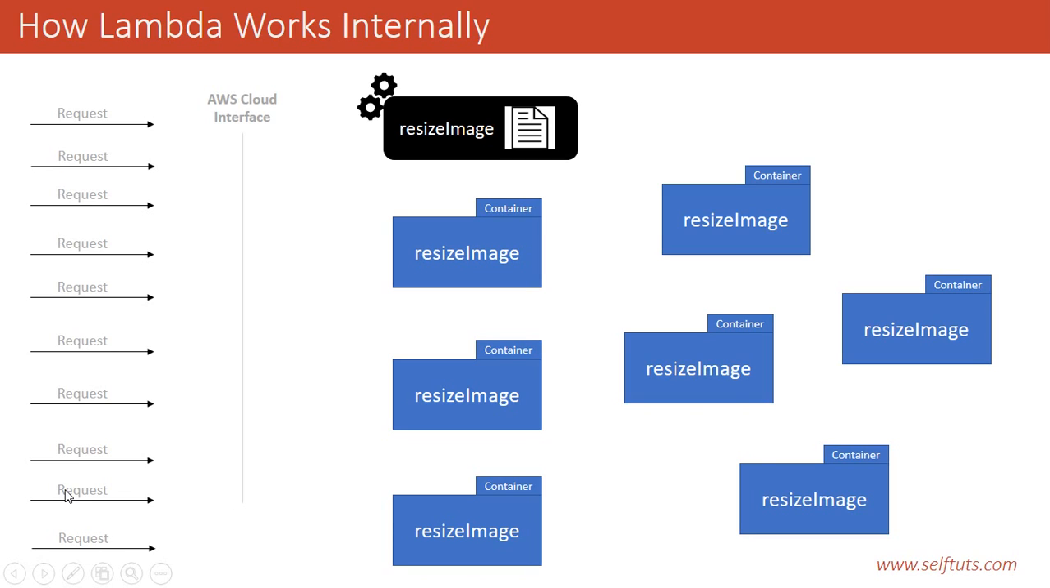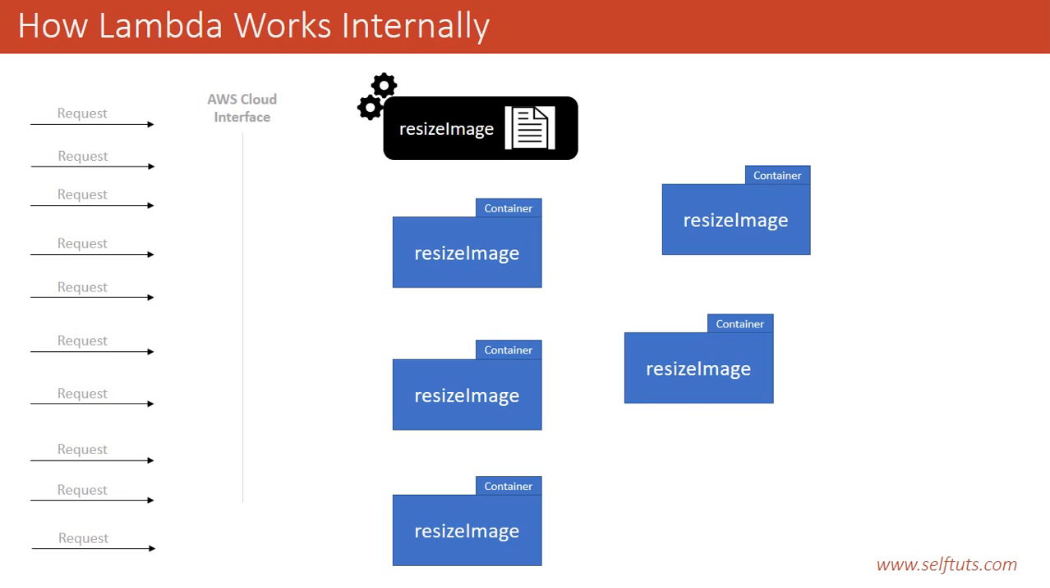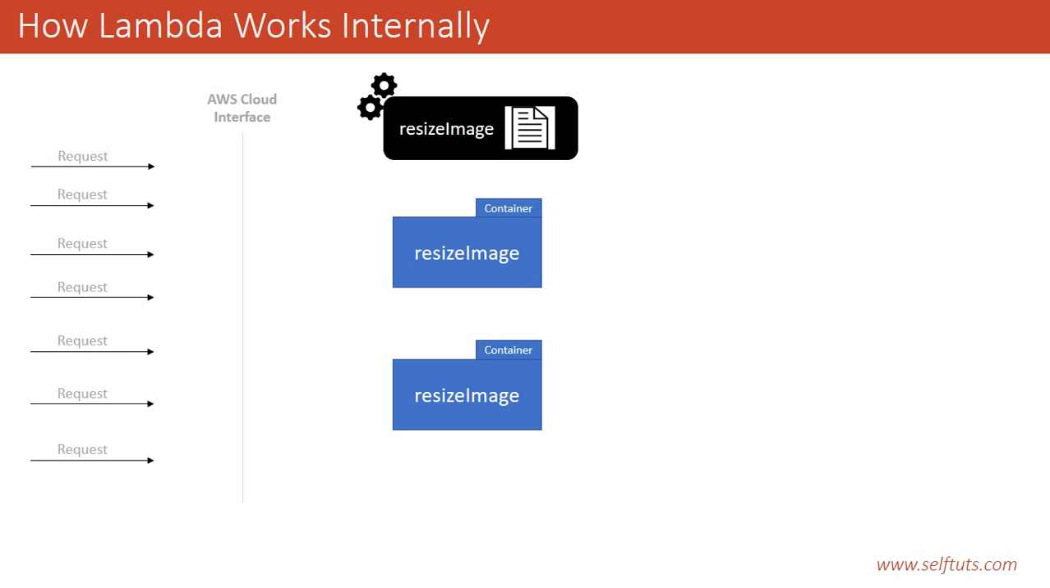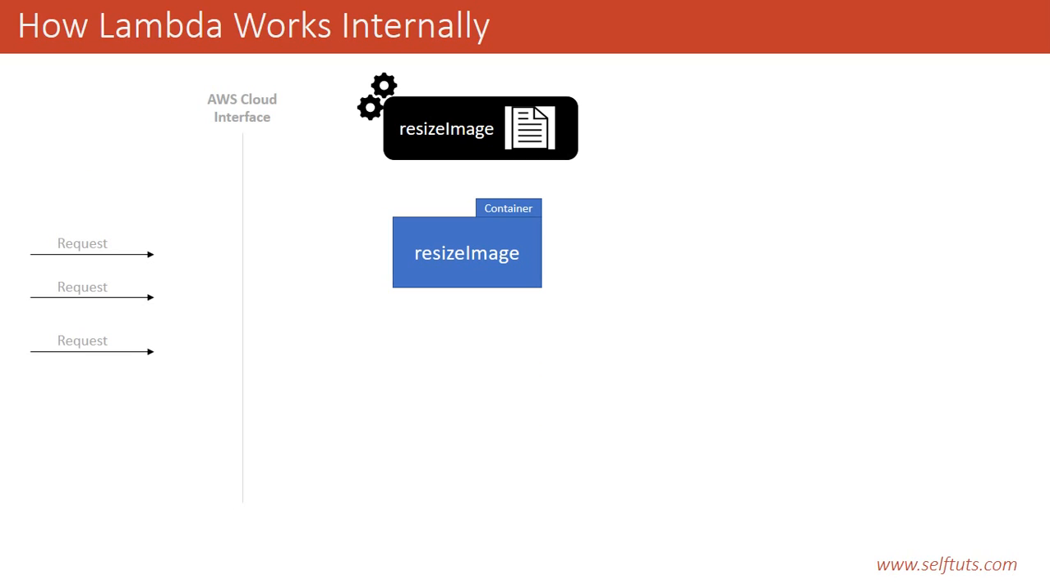But you might be thinking, what happens if the number of requests decreases? If the number of requests decreases, then AWS Lambda will kill the containers by itself. So as the number of requests is decreasing, the number of containers is also decreasing. You can see the requests are decreasing and the number of containers is decreasing.